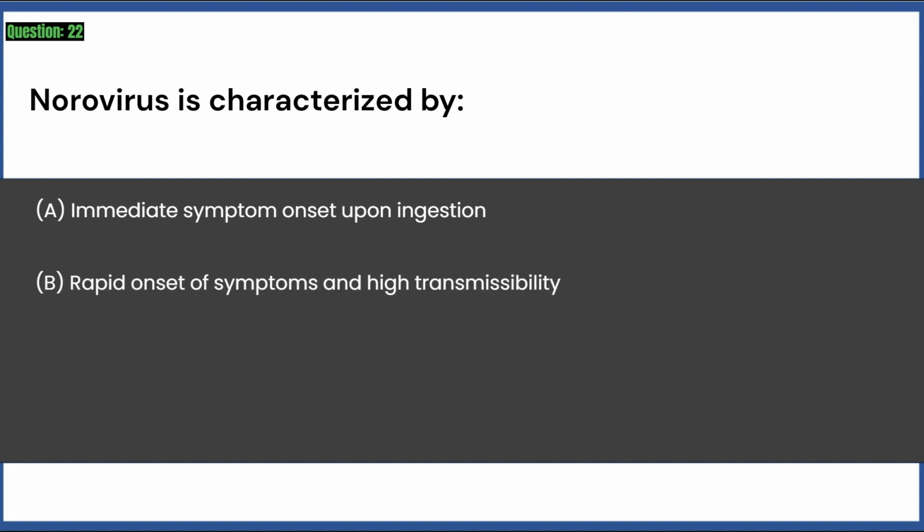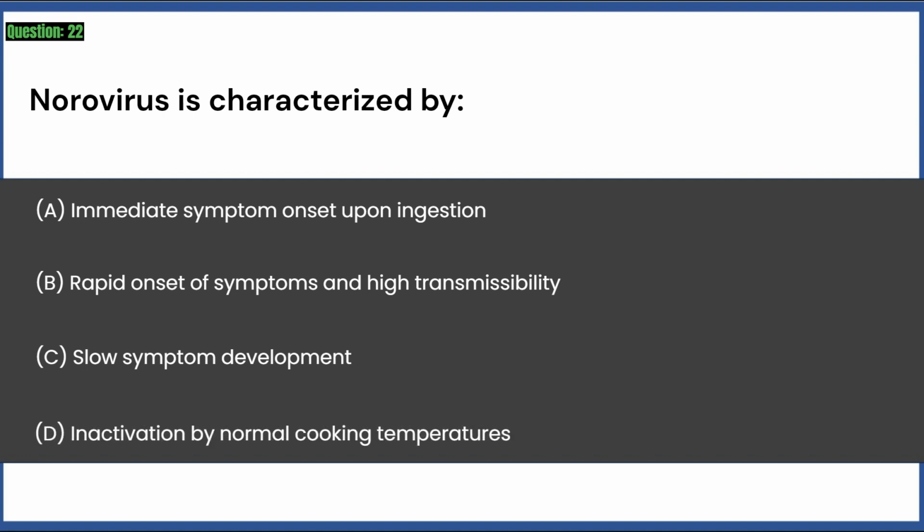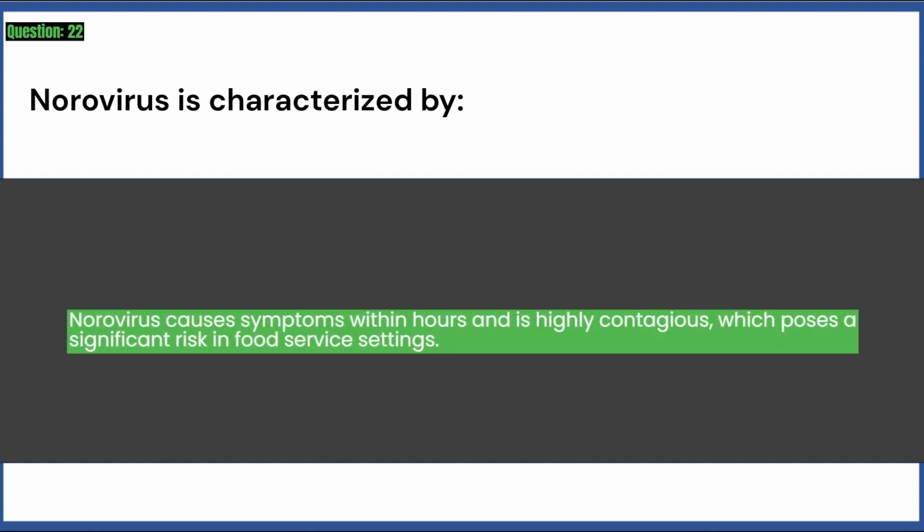Norovirus is characterized by: A. Immediate symptom onset upon ingestion. B. Rapid onset of symptoms and high transmissibility. C. Slow symptom development. D. Inactivation by normal cooking temperatures. Answer: B. Norovirus causes symptoms within hours and is highly contagious, which poses a significant risk in food service settings.